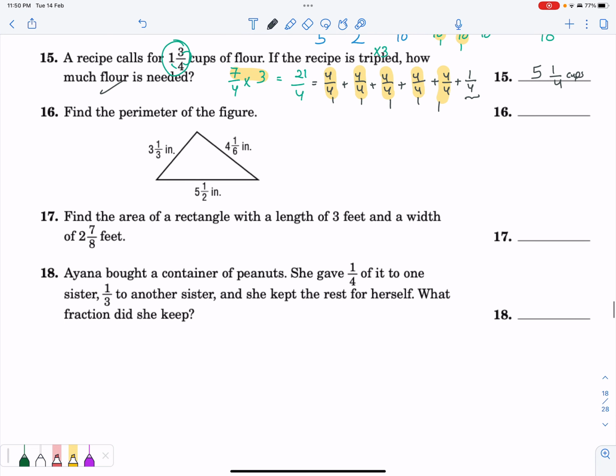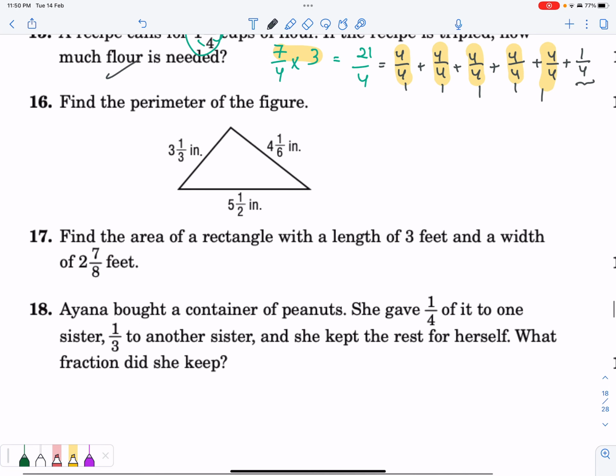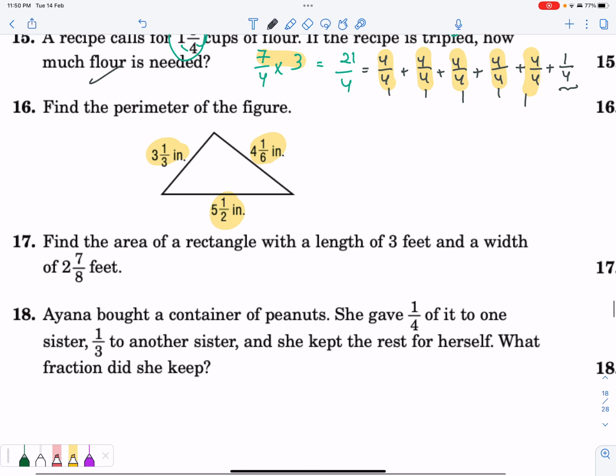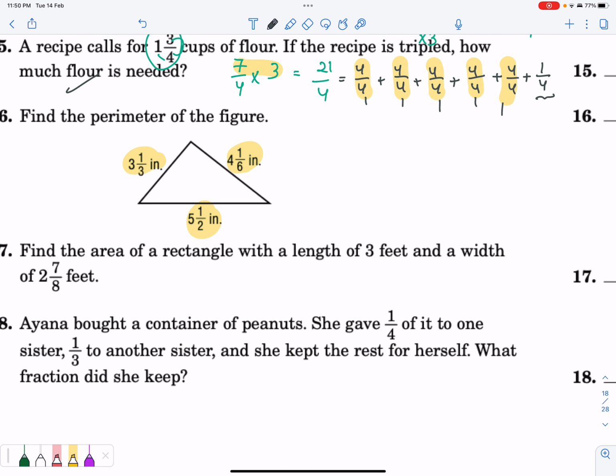Alright, question 16. Find the perimeter in the figure. So perimeter means that you need to take the length of each side and add it to the other one. You will add all of these sides. So you have 3 and 1 over 3 and 1 over 2 and 4 and 1 over 6. You need to add them.